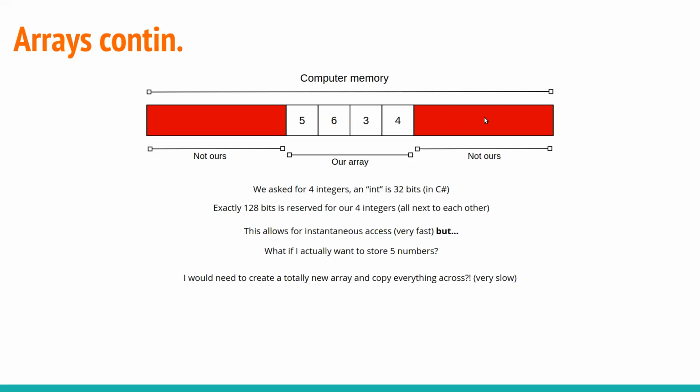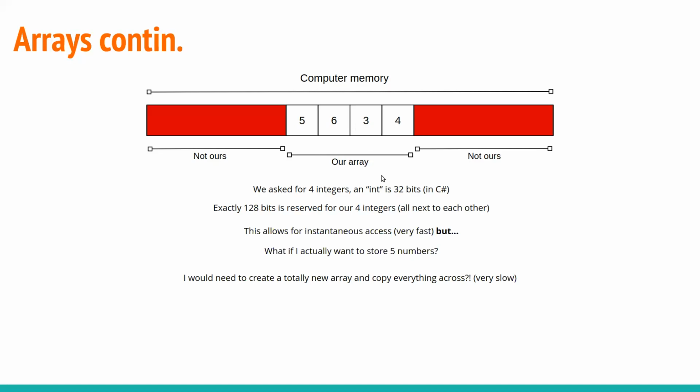Because you can imagine there's no space here. The memory on the right here, that's not ours. The memory on the left here is not ours. There's no space for a 5th item next to the 4. In order to get that, we would have to find a new place in memory with 160 bits all next to each other, and we would use that to store our array. We would copy across the 5, the 6, the 3, the 4, and then we would have our 5th place for whatever number we wanted to store. We would have to create a totally new array, and that is very inefficient.